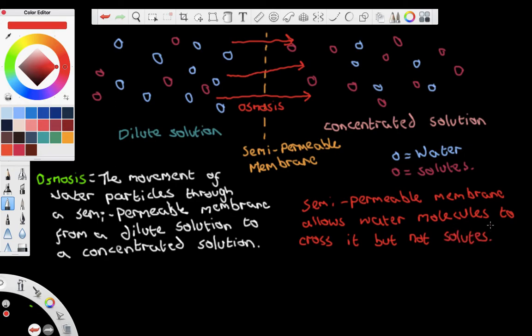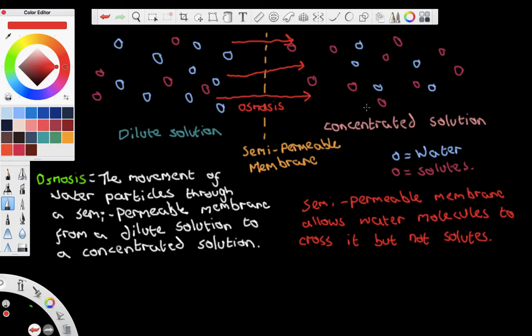This means that there wouldn't be any diffusion. You would only be getting osmosis taking place. So osmosis is the movement of water molecules through a semi-permeable membrane from a dilute solution to a concentrated solution.